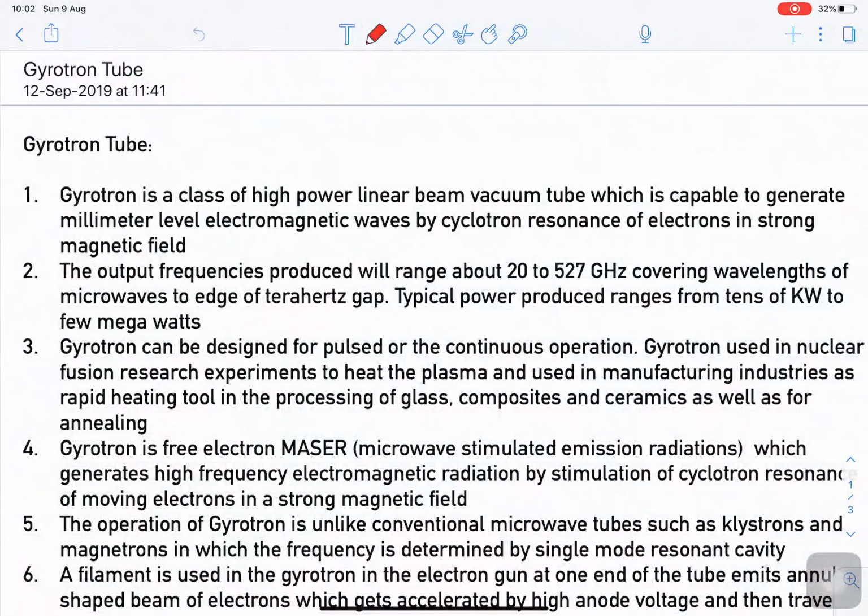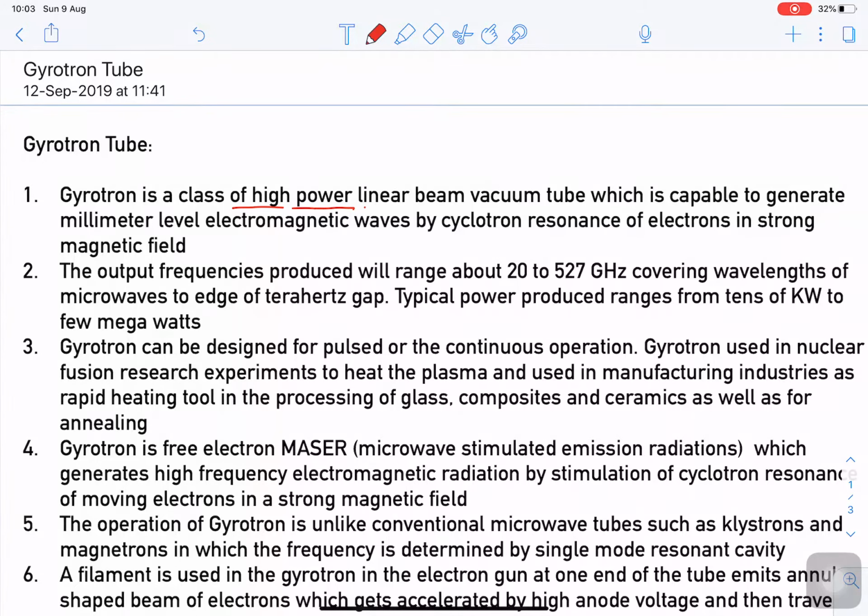Okay, so the gyrotron tube is the last tube mentioned in our syllabus. Now what is a gyrotron tube, how does it look, and how is it different in construction and working? So let us go through the theory part first. The gyrotron is the name of a device. Gyrotron is a class of high power linear beam vacuum tube. I will underline this term, it is high power.